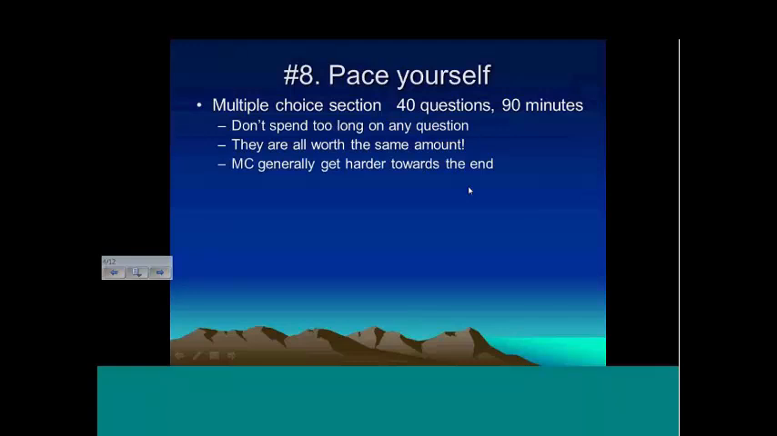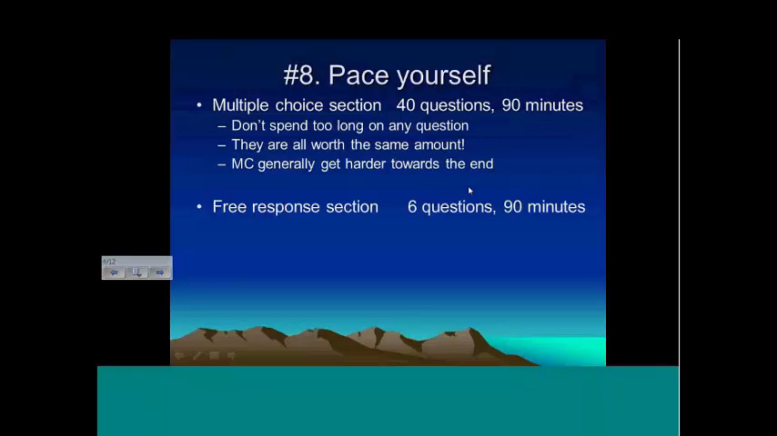As I mentioned, the questions do generally get harder towards the end, so it might not be too surprising to find a couple of questions in the 30 to 40 range that are challenging that you might want to take a look at and decide whether to skip on the first pass. For the multiple choice section, usually the pacing is reasonably good if you don't get bogged down on a question.